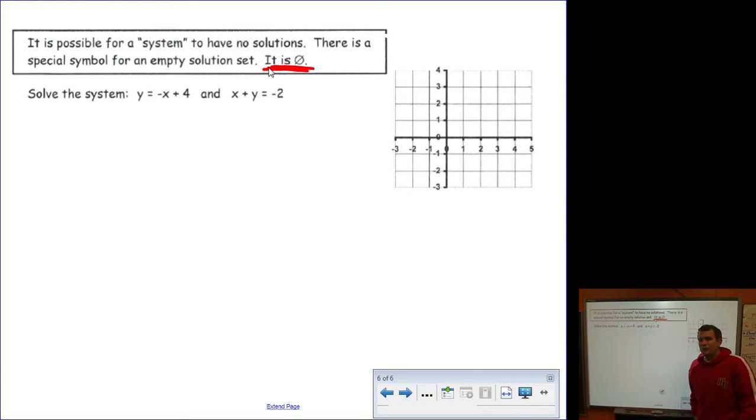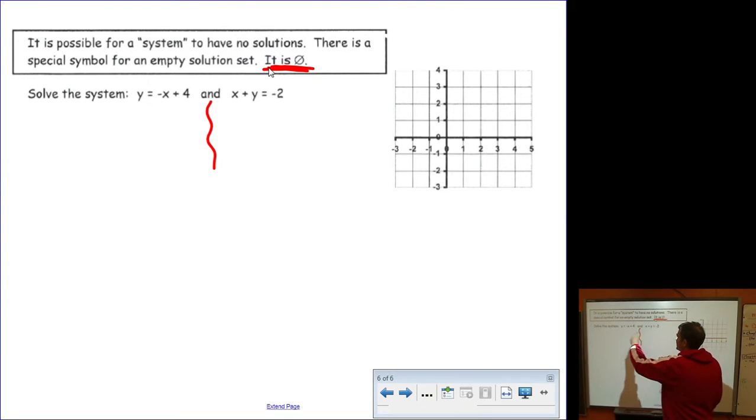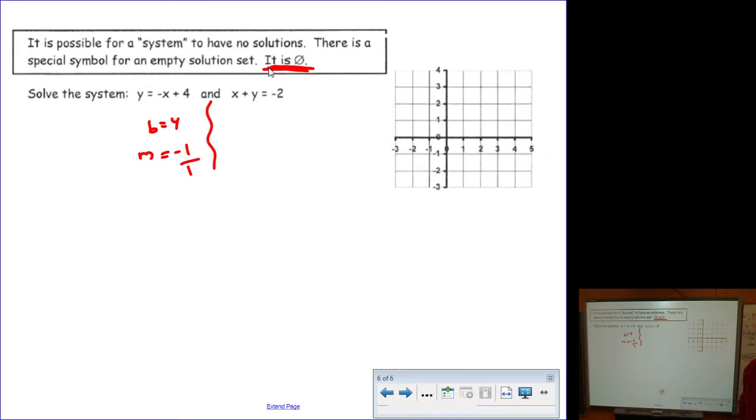So let me show you why this is no solutions. Let's go ahead and graph this one. This one is already in slope-intercept form. It's got a y-intercept of positive 4, and it's got a slope of negative 1, which means go down 1, right 1. So that line is going to look like this.